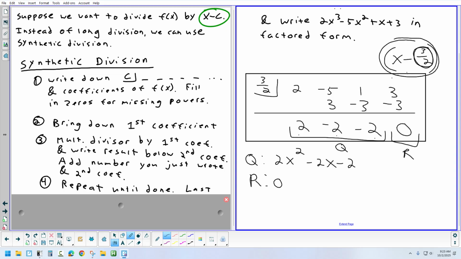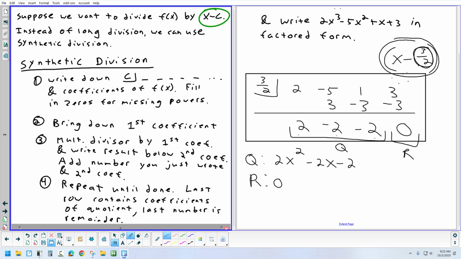So what we just proved is that if you divide the original problem by x minus 3 halves, you get a remainder of 0. That means x minus 3 halves is a factor, which means the number after the x minus, 3 halves, is a root. So we've proven what they wanted us to prove. So 3 halves is a root.